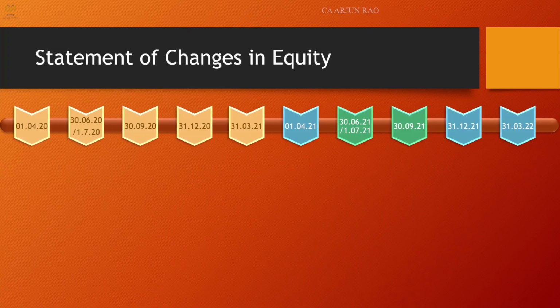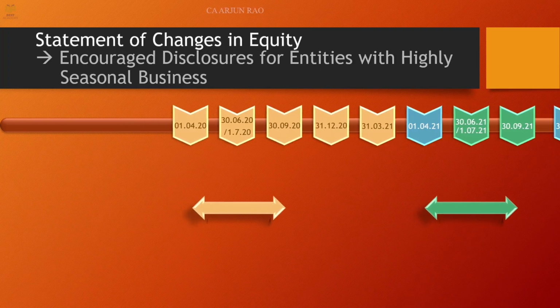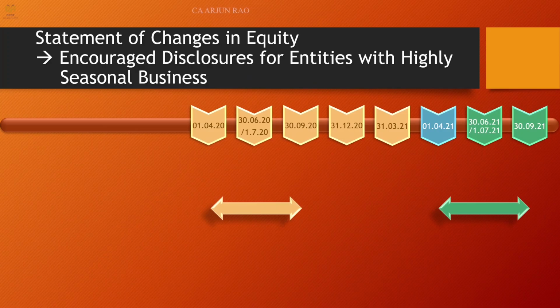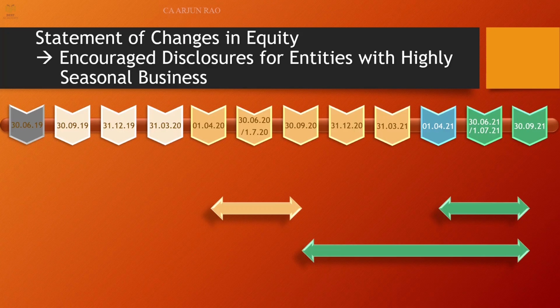Coming to the statement of changes in equity, it is only year to date. That is, if you are doing it for the second quarter, for the period ending 1/4/21 to 30/9/21 and the corresponding period in the previous year. If it is a seasonal business, additionally 1 year ending at the end of the current quarter and comparative for the previous year.